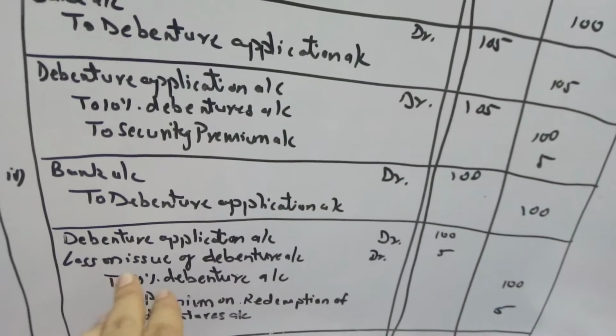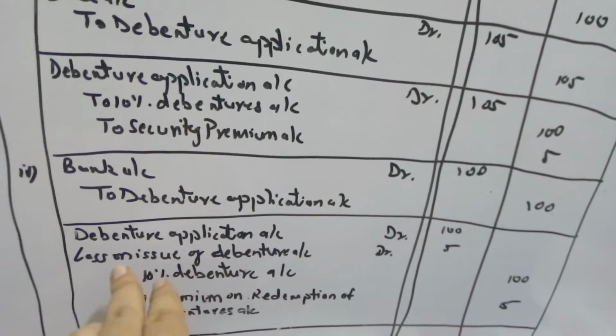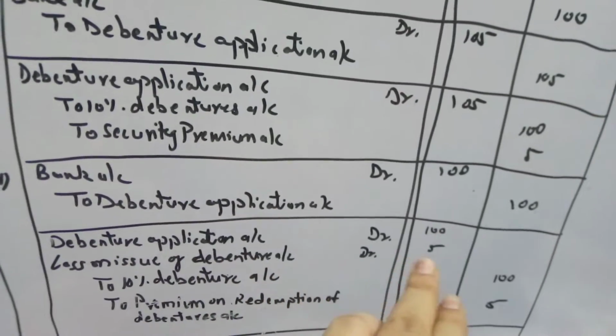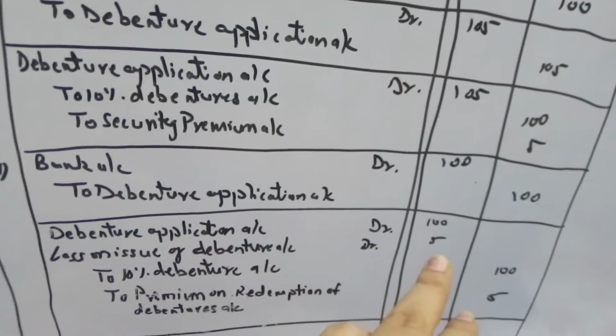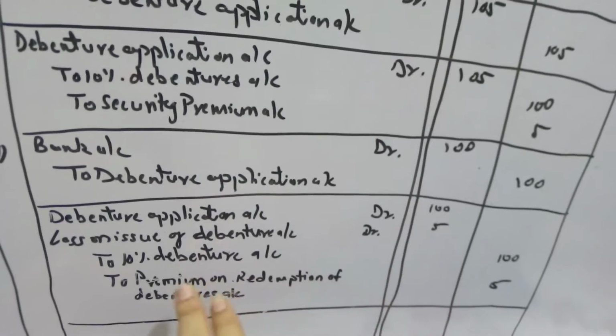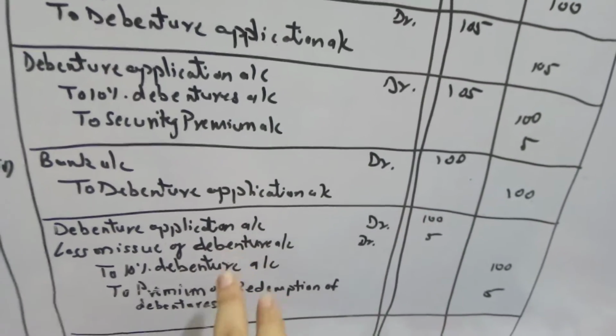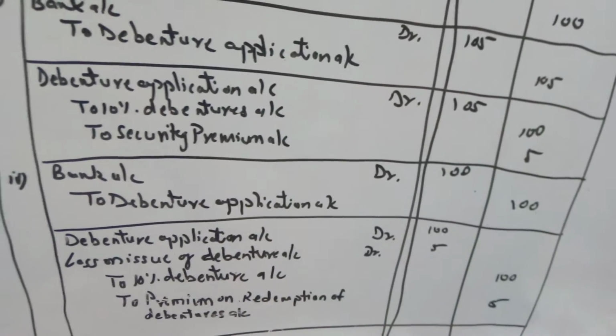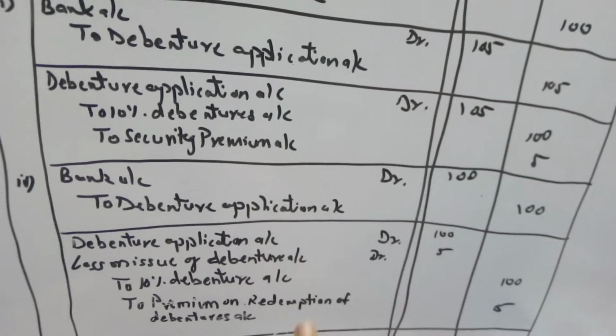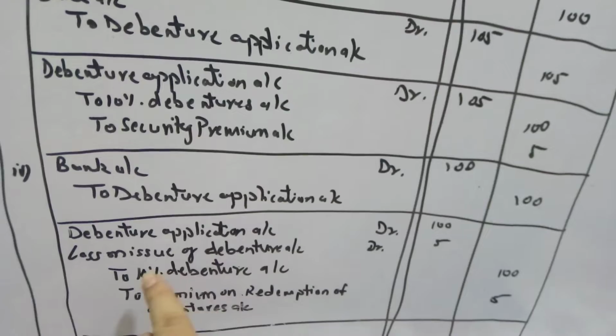Therefore, under the account loss on issue of debentures, we are showing the amount of premium which we have to pay during the redemption, and the same premium we have shown here in the premium on redemption of debentures account. So if redemption is at premium, remember to open this account, loss on issue of debenture.